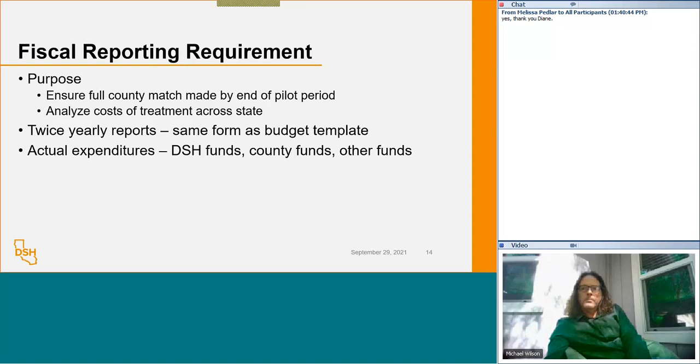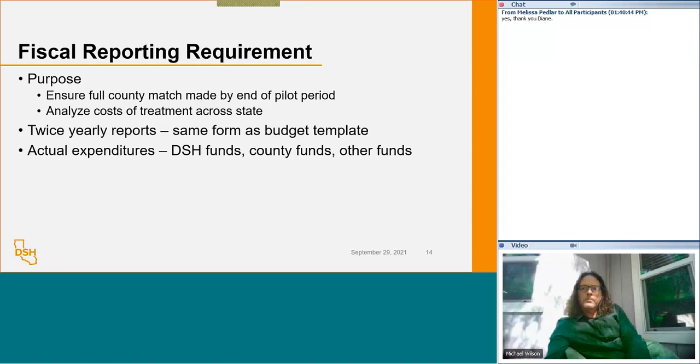First, we do need to make sure that each of the counties is meeting the required match for the program. As far as we're concerned, you could meet your county match in the last 6 months of your program, and that's fine. We just need to see by the end of the program, through the fiscal reports, that the county match was made in its entirety.